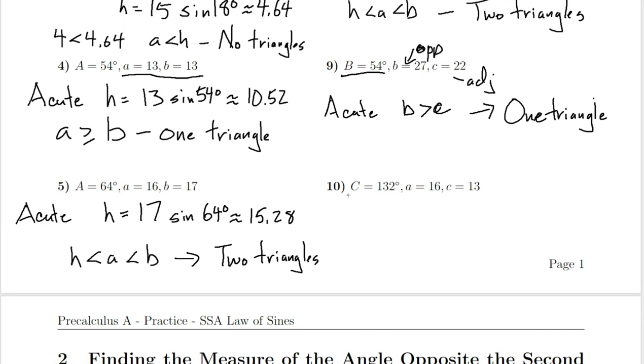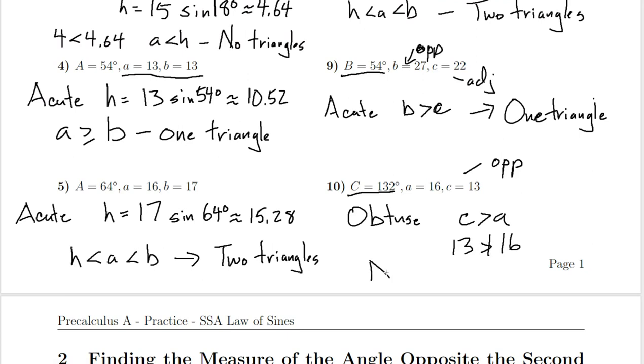Okay, for number 10, the first time we're seeing C is our angle. But it's just the same as always. This is just telling us, since C is our angle, the value of C equals 13, that's our opposite side. And given that this is an obtuse angle, now the question we're asking ourselves is C greater than A? 13 is not greater than 16. So this one we're going to finish off with no triangles. And that's our 10 problems.